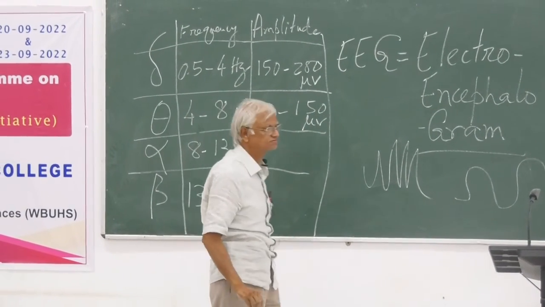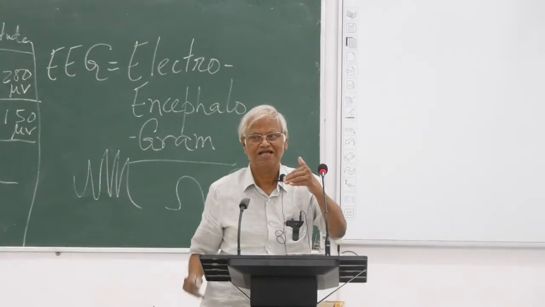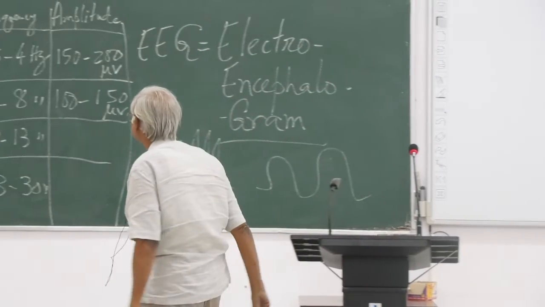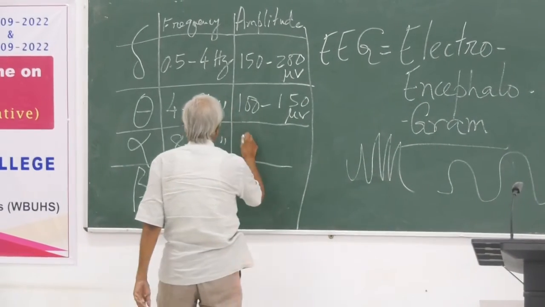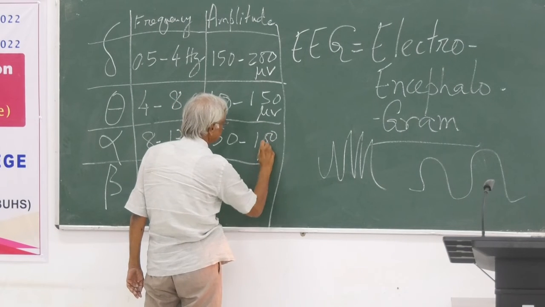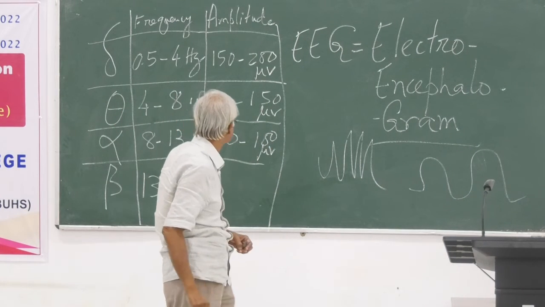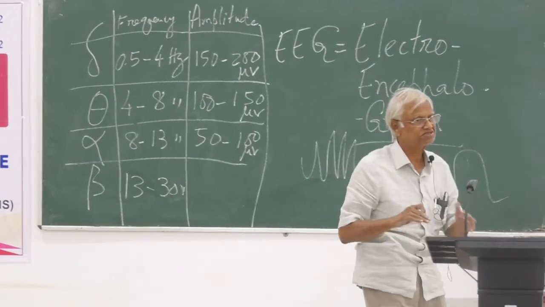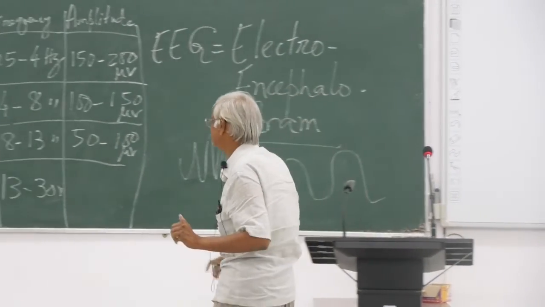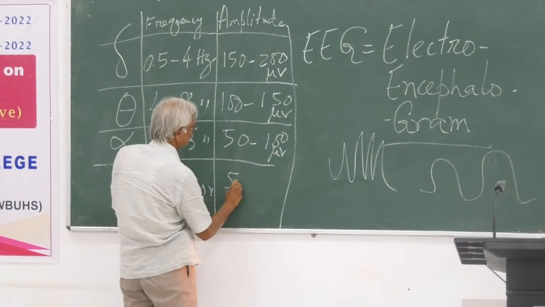Theta: frequency a little more, amplitude a little less, about a quarter less. Alpha: frequency even more. And beta is the fifth. Beta is much less; amplitude is much less.